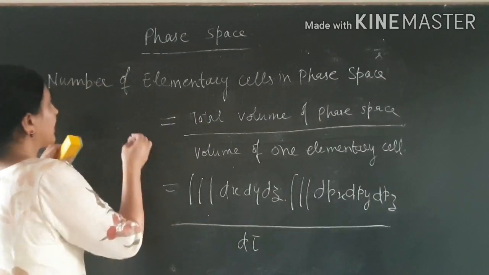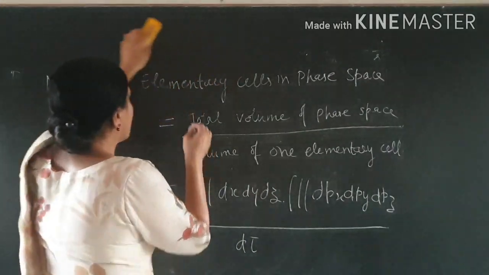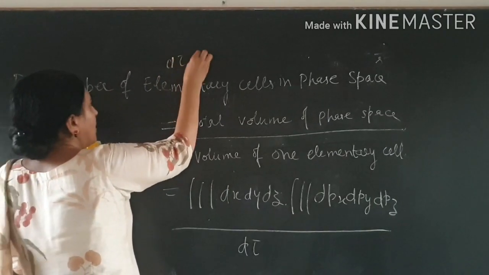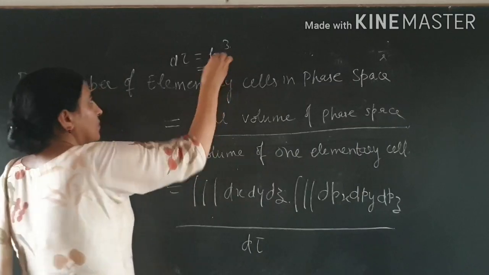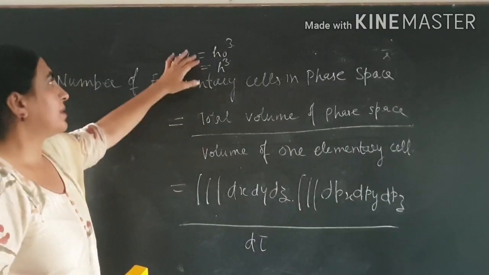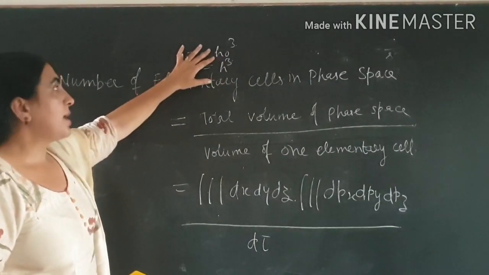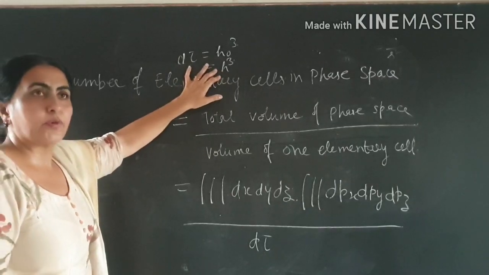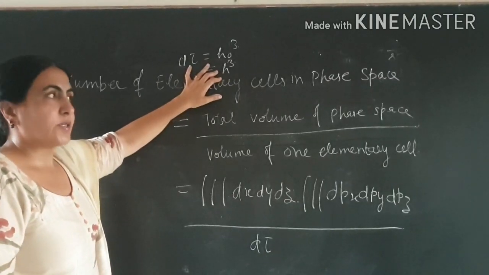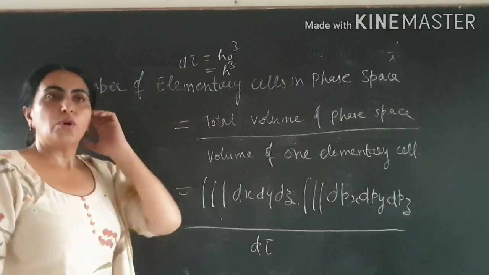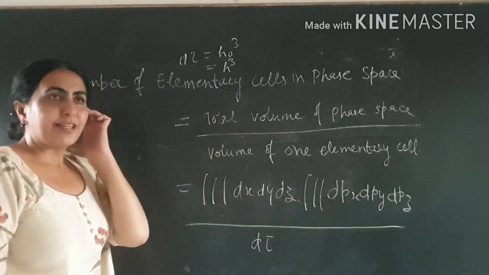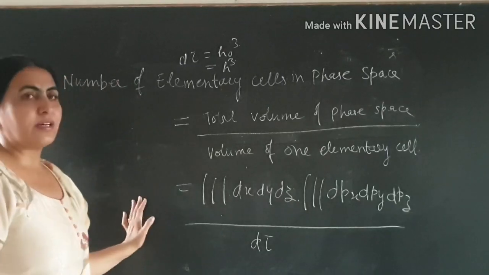And we know that d tau is equal to h naught cube, and is equal to h cube. In classical mechanics it is h naught, and in quantum mechanics it is h cube, and in classical mechanics you can take h naught approaching 0. Clear? Thank you very much. This is all about the phase space.